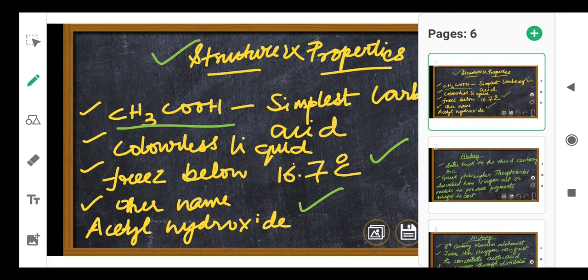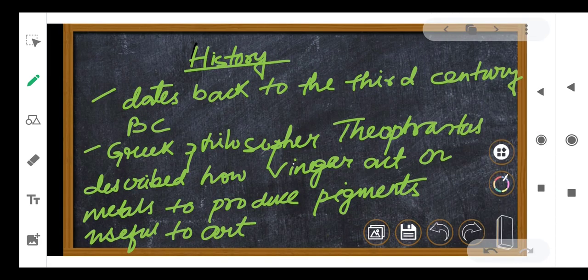Next we will move on to the history of acetic acid. The use of acetic acid dates back to the 3rd century BC, when the Greek philosopher Theophrastus described how vinegar acted on metals to produce pigments that were useful in art, including white lead, lead carbonate, and verdigris, a green mixture of copper salts including copper acetate.